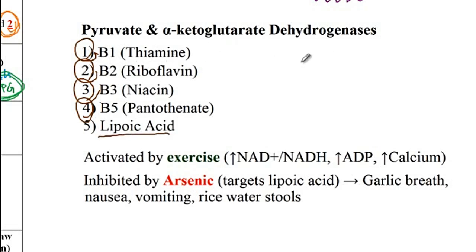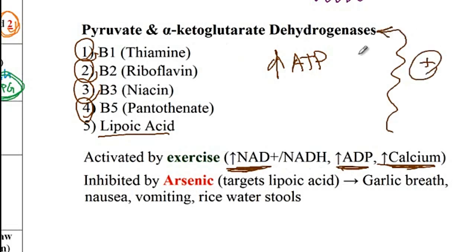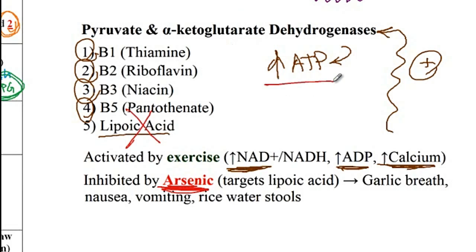Now, both of these enzymes are required for ATP production. So therefore, exercise will activate pyruvate dehydrogenase as well as alpha-ketoglutarate dehydrogenase to increase ATP production. And factors that will induce elevated activity of these enzymes via exercise are increased NAD+ to NADH ratio, increased ADP, as well as increased calcium. So all of these factors will activate these enzymes, as a consequence of which there would be increased ATP production. And then you should also note that arsenic toxicity can inhibit the lipoic acid component of these enzymes, as a consequence of which it will interrupt ATP production.